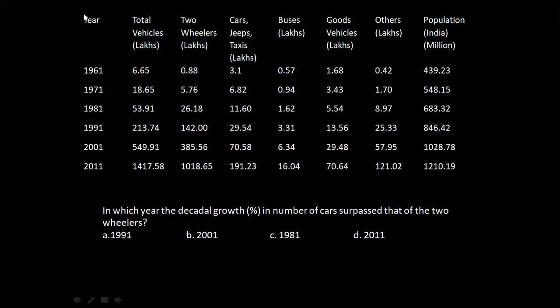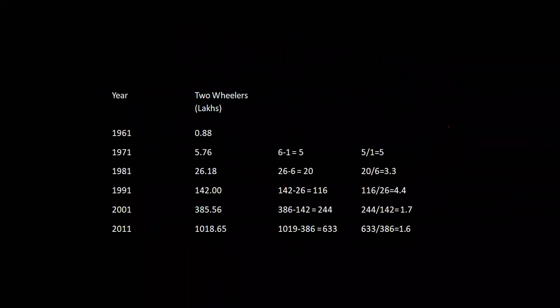In which year did the decadal growth in number of cars surpass that of the two-wheelers? You just take the data of years and the two-wheelers. When you're writing years and the two-wheelers, in the same way, you convert all the decimals into normal numbers, that is, the units place. Here it is 0.88, so we convert it into 1. Then the next ones: 6, 26, 142, 386, 1019. In this way we have done, and then we have subtracted. 6 minus 1 is 5, 26 minus 6, 142 minus 26. In such a way, you can identify the increase or the decrease, that is, the changes in the decades.